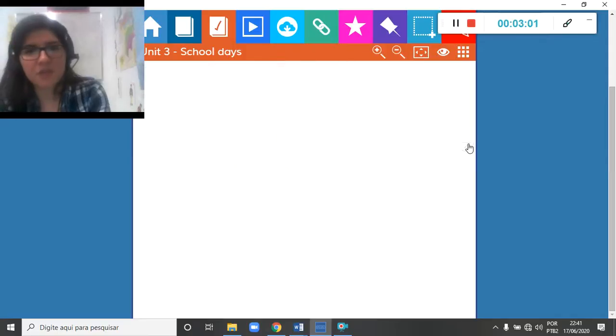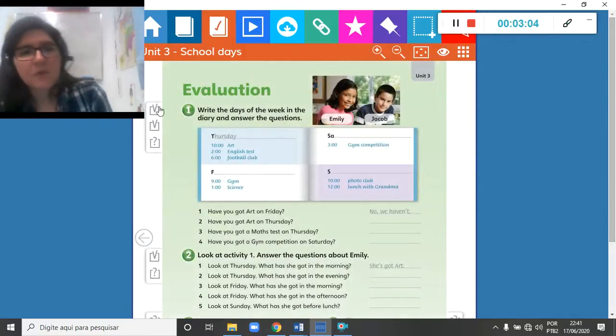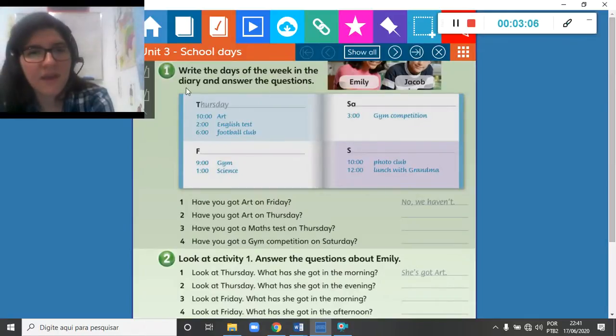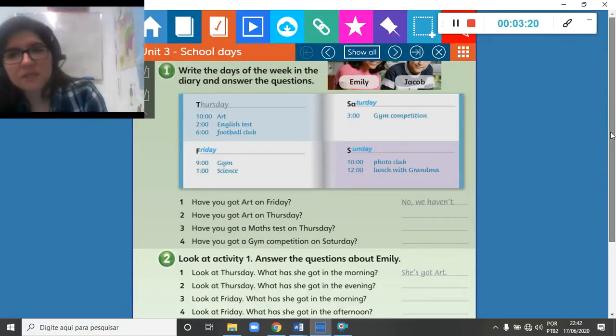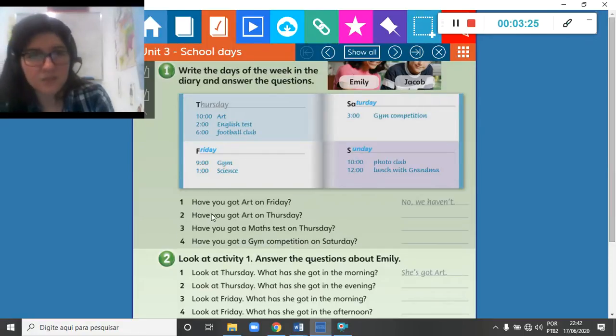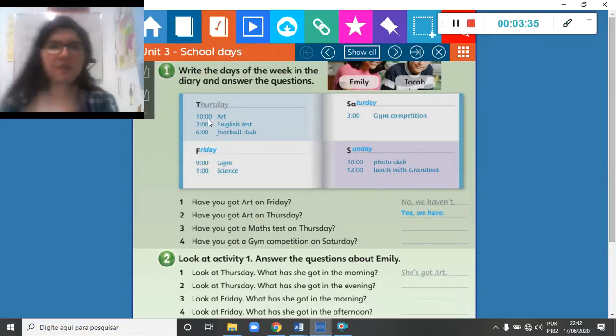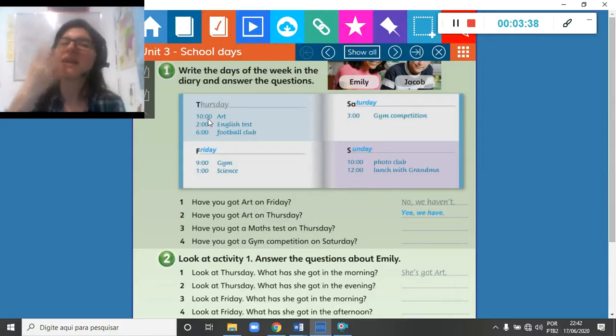Moving on to page number 37. Write the days of the week in the diary and answer the questions. So we've got Thursday, Friday, Saturday, and Sunday. Notice that here we can see Emily and Jacob. Now let's answer these questions. So, Emily and Jacob, have you got art on Thursday? Yes, we have. Okay, so it's like Jacob and Emily, they are answering, okay?